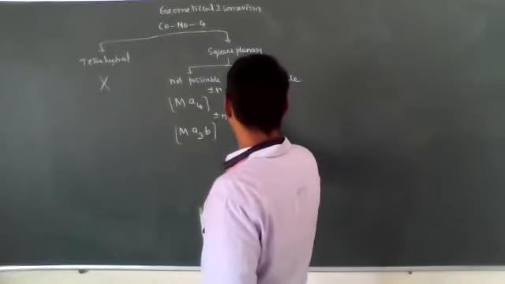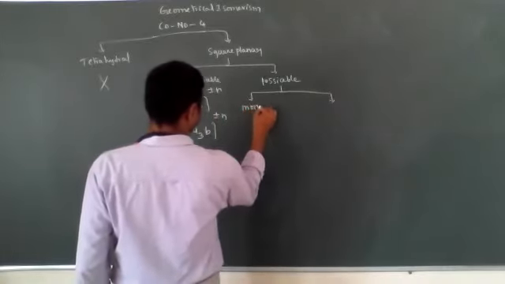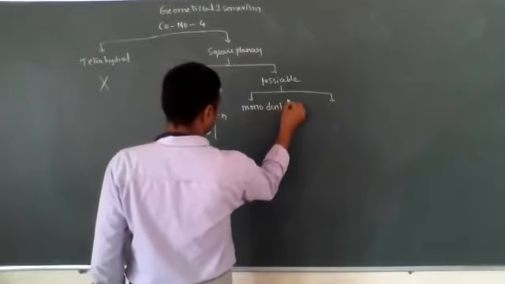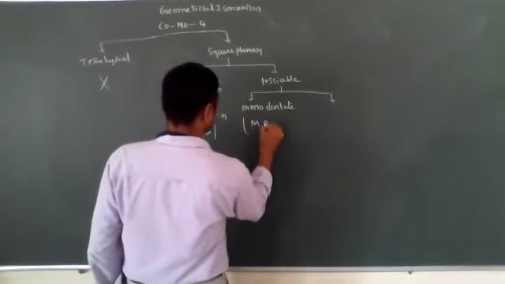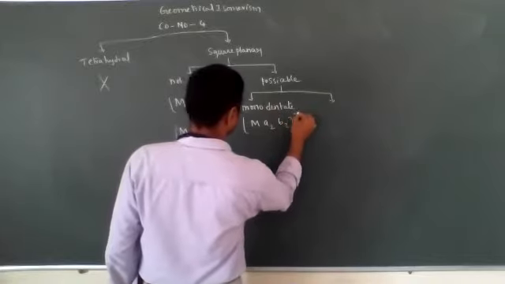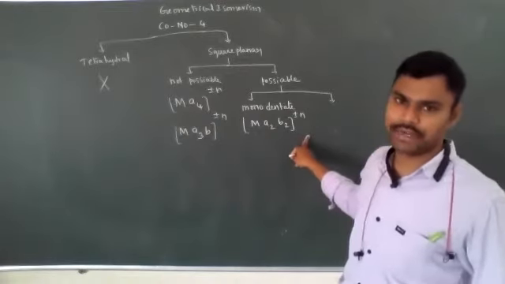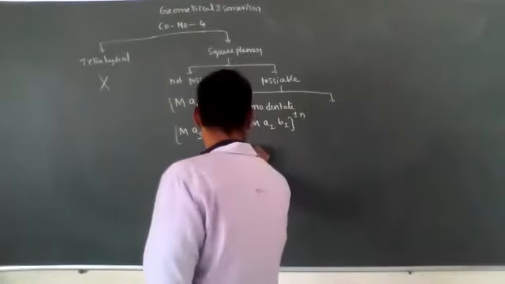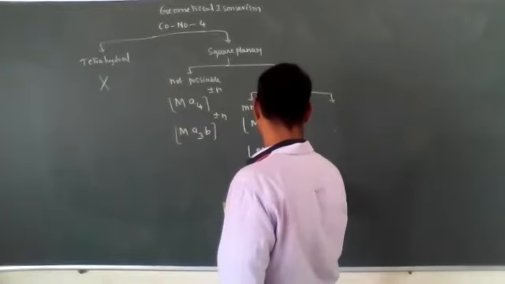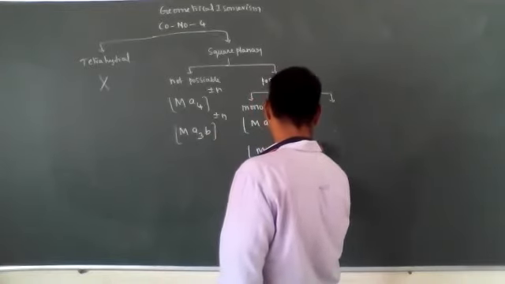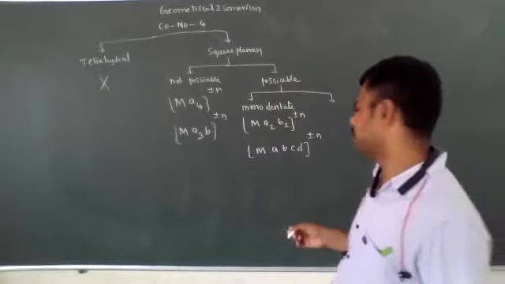See, but what kind of complexes are possible if they have monodentate ligands? If monodentate ligands are present, then Ma2b2 is possible. Ma2b2 shows one cis and one trans geometrical isomer, and the second one is MABCD. So 4 different types of ligands are present, then also it shows geometrical isomerism.